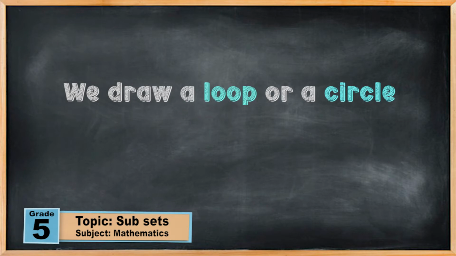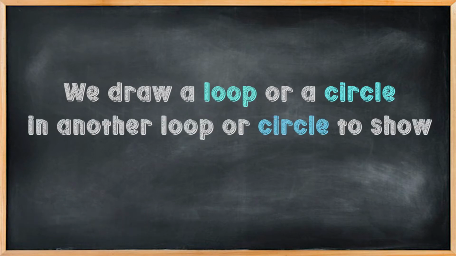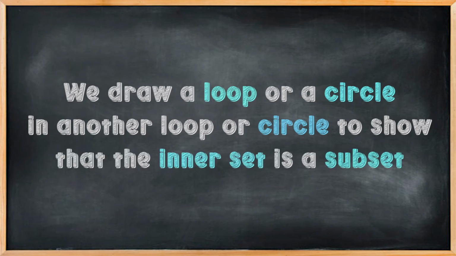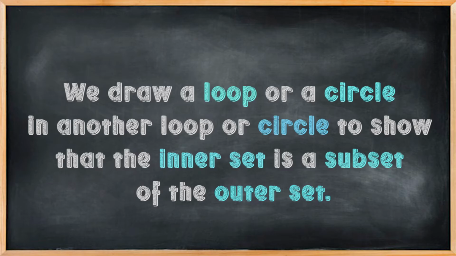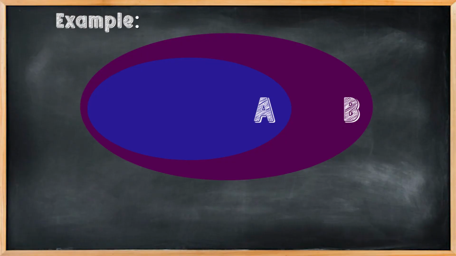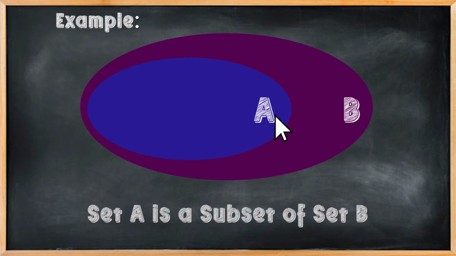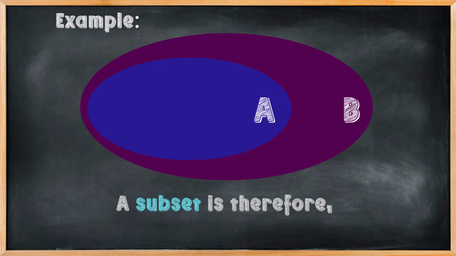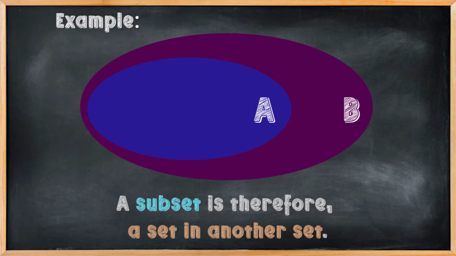We draw a loop or circle in another loop or circle to show that the inner set is a subset of the outer set. Look at the example we have here. This shows that set A is a subset of set B. A subset is therefore a set in another set.